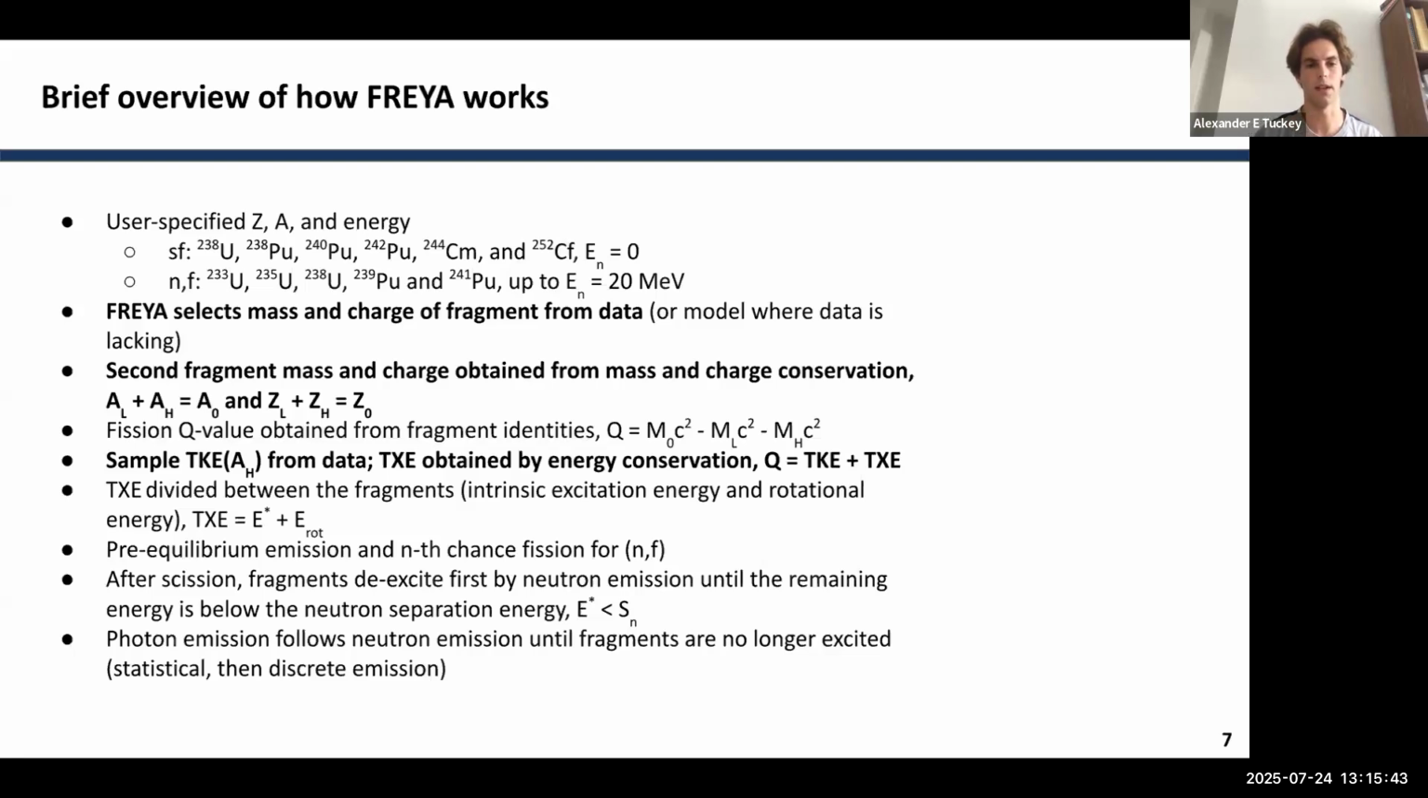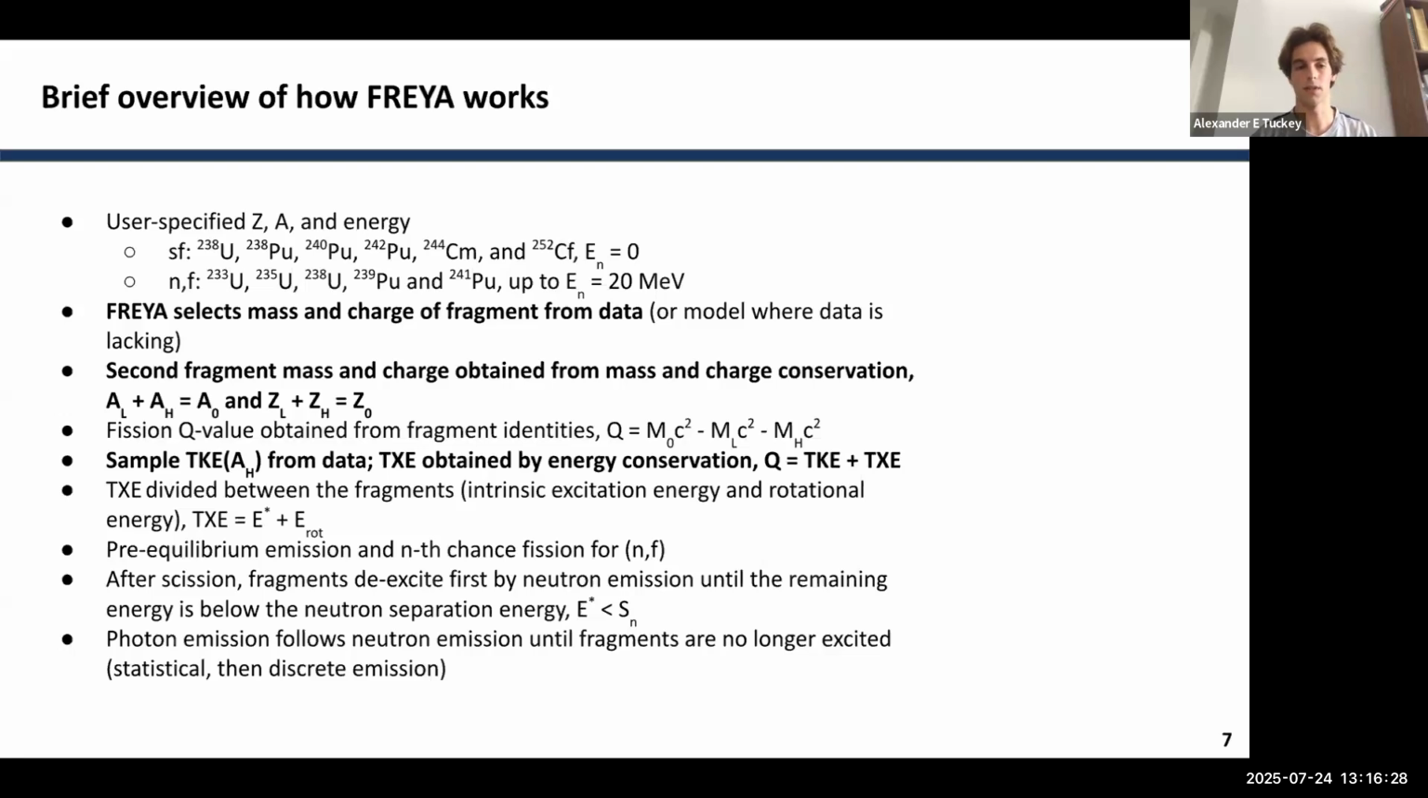So now we have the light and heavy fragment, which allows us to obtain the total energy released in the fission process. And this is a product of E equals mc squared from Einstein. So the mass difference between the compound nucleus and our two fragments is equal to the total energy released. And this total energy released is both the kinetic energy of the fragments and the excitation energy of them. And so we have to again sample from data here to get the total kinetic energy. And then the total excitation energy is readily determined by energy conservation.